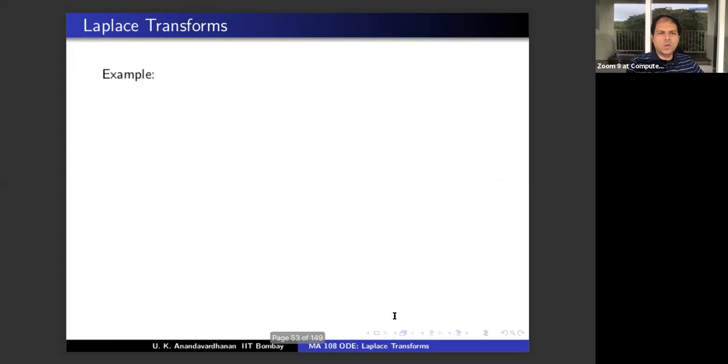Okay, so you have this also. Let's do an example. Find L inverse of log(1 + w² / s²).